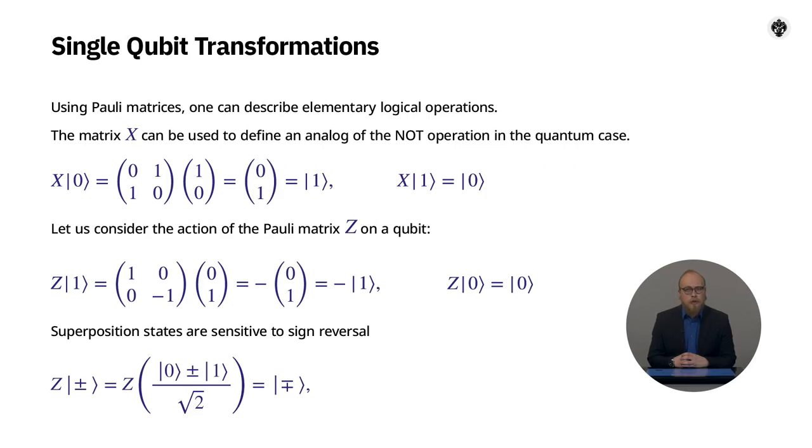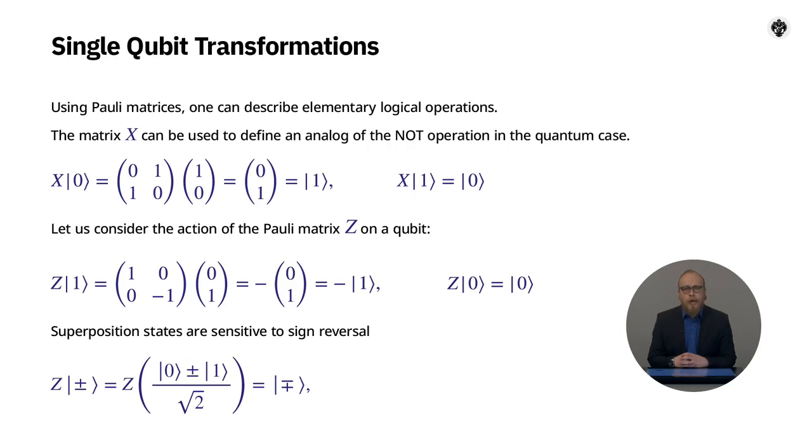For example, using the matrix X, one can specify an analog of the NOT operation in the quantum case. Indeed, let's act with the Pauli matrix X on the state 0. As a result, we get state 1. The converse is also true: state 1 transforms to state 0. On the Bloch sphere, this transformation is equivalent to the rotation of the state by the angle pi around the x-axis.